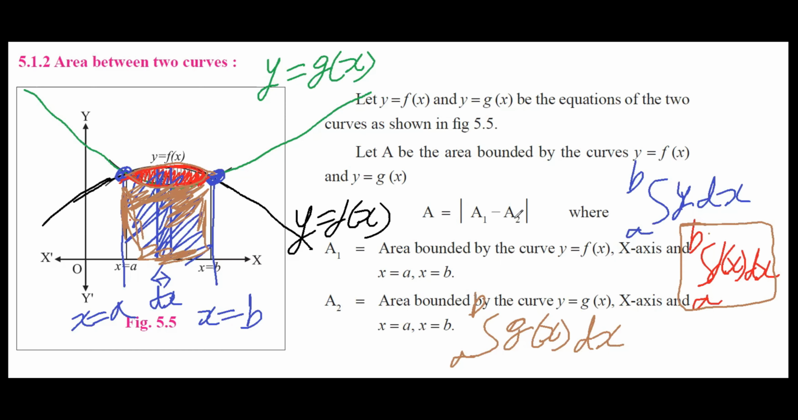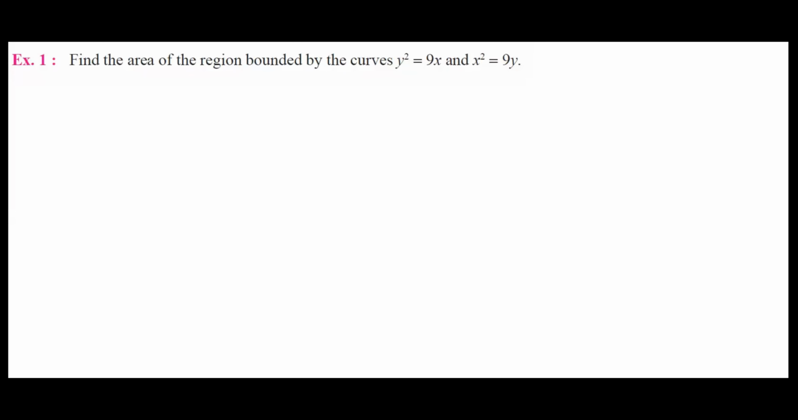Why will you take the mod of this? Because area can never be negative. That's the reason you take the mod of this. Got it? Okay, so the solved example first.